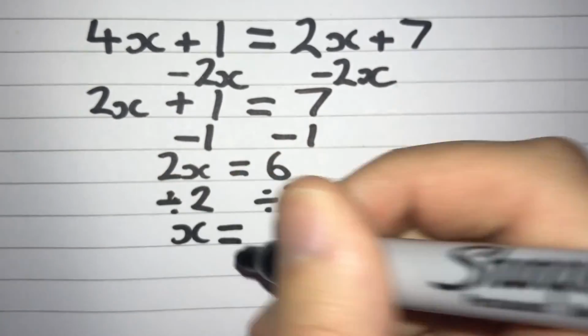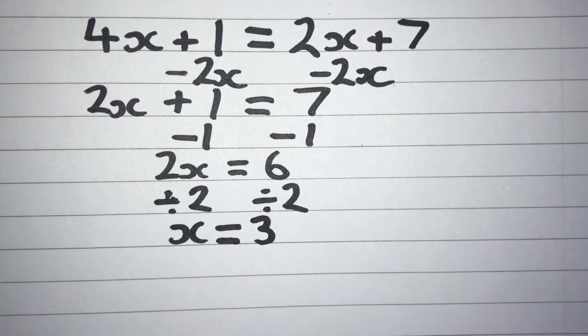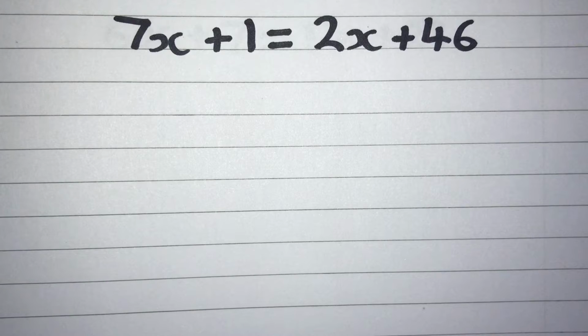So x is going to be equal to 6 divided by 2, which gives us 3. So our answer is x equals 3. Okay, let's look at one more example.